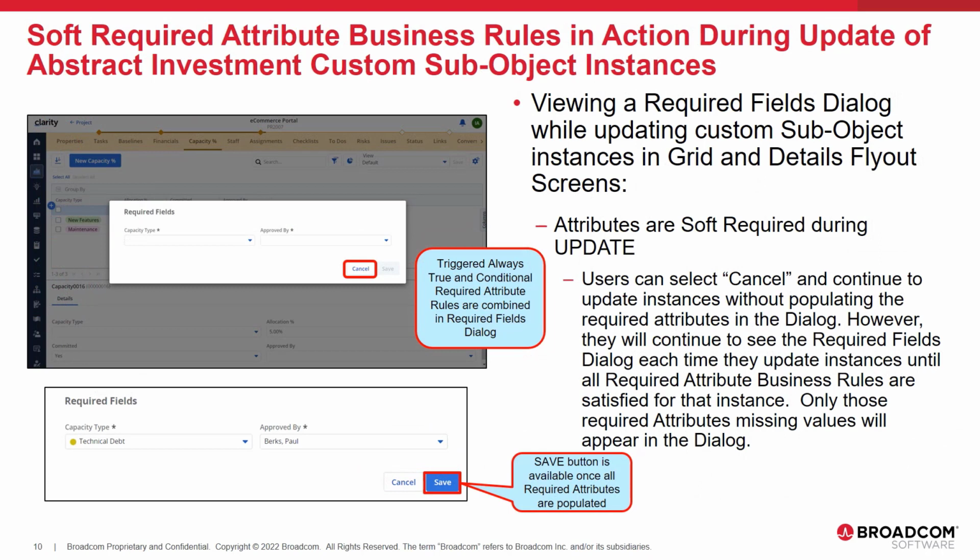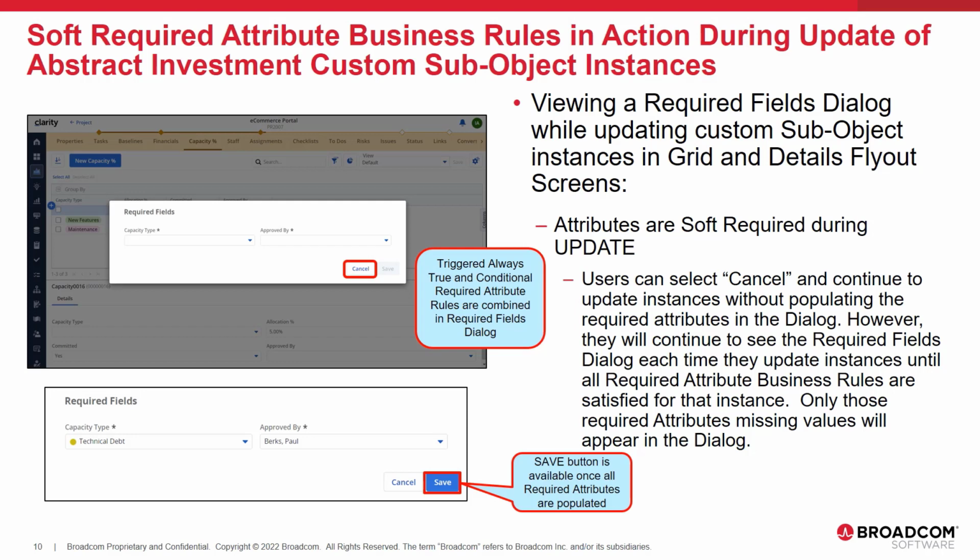Next, we're going to take a look at the update user experience. Both always true and conditional required attributes are enforced in the required fields dialog. Users will get this dialog while they're updating sub-object data in the grid or the details flyout screens if there's required fields that have not been populated yet. And they'll continue to get this dialog until all of the fields that are required are populated.